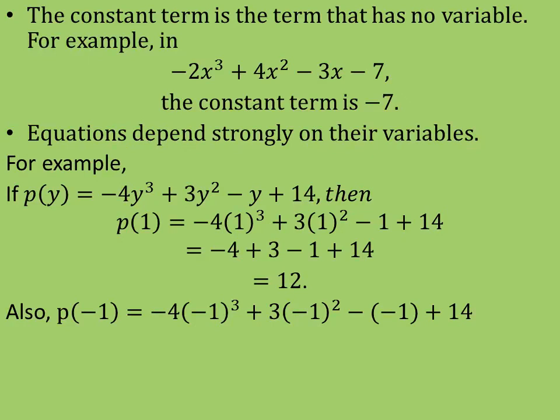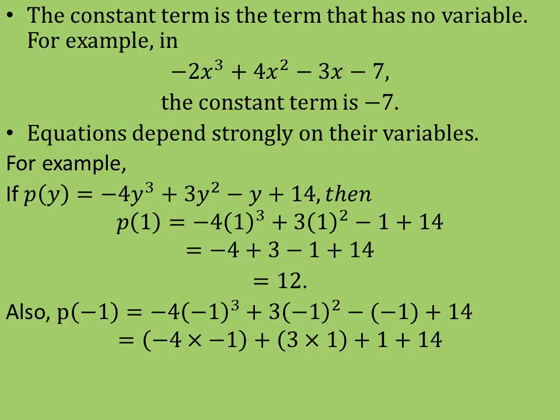So here minus 1 is still the same. Minus 1 raised to power 3 will give us minus 1. So we have minus 4 times minus 1 plus 3 times minus 1 raised to power 2, which will give us 1, because minus 1 times minus 1 is 1. So we have 3 times 1, plus, since minus times minus gives plus, that's why we have plus 1 here, plus 14, which is our constant term.